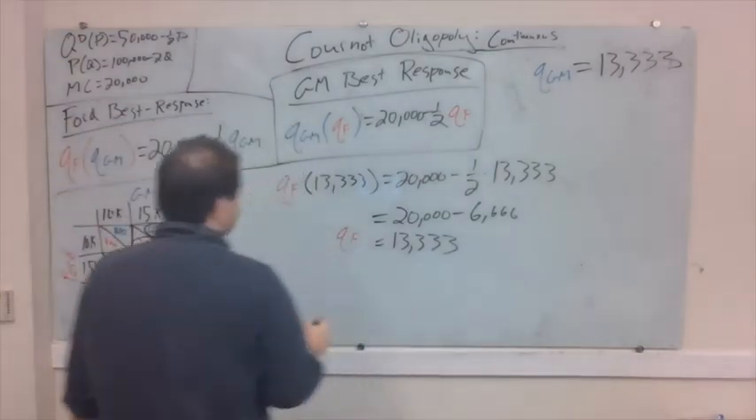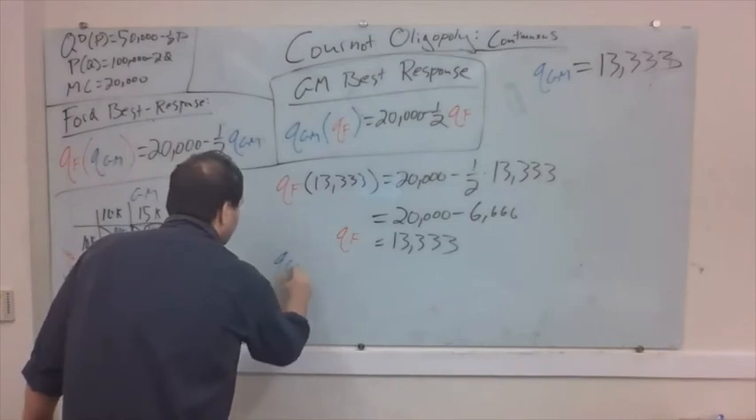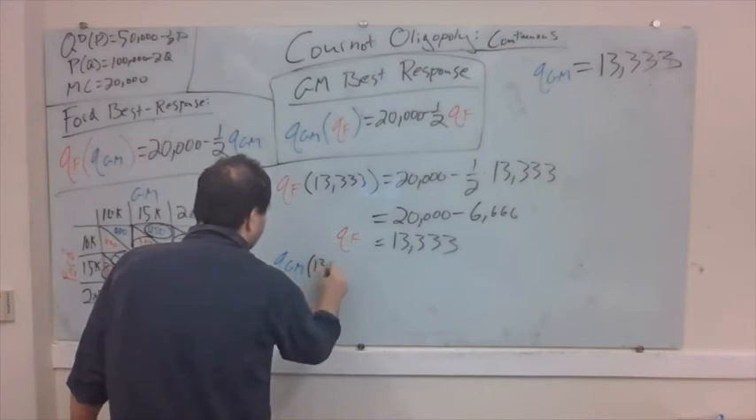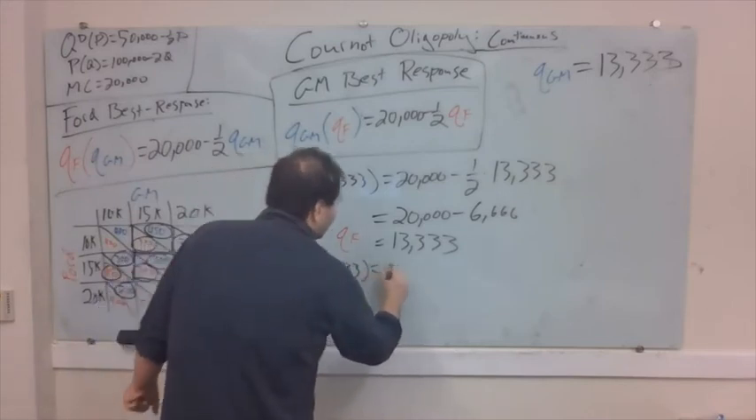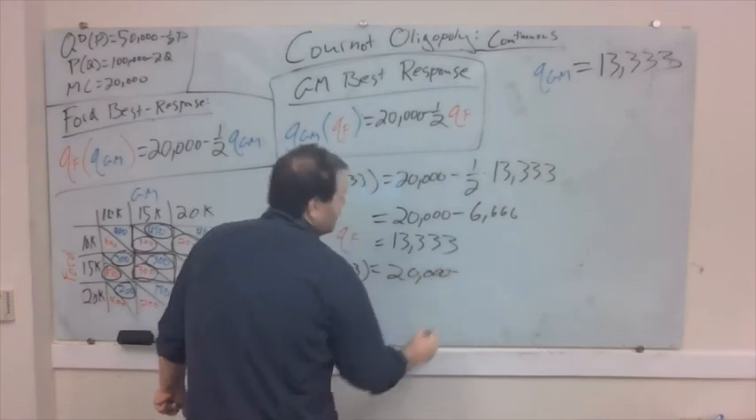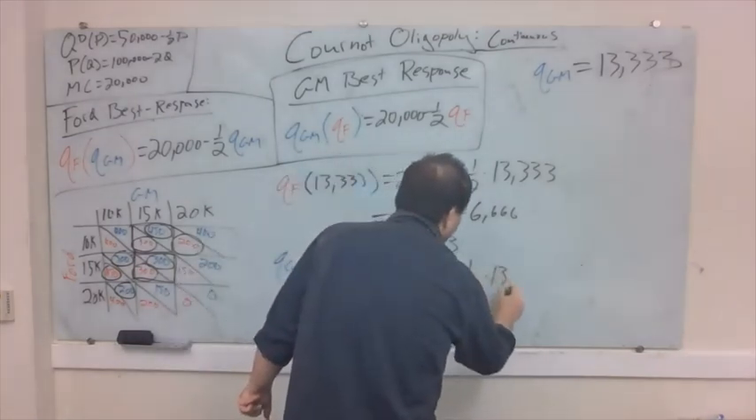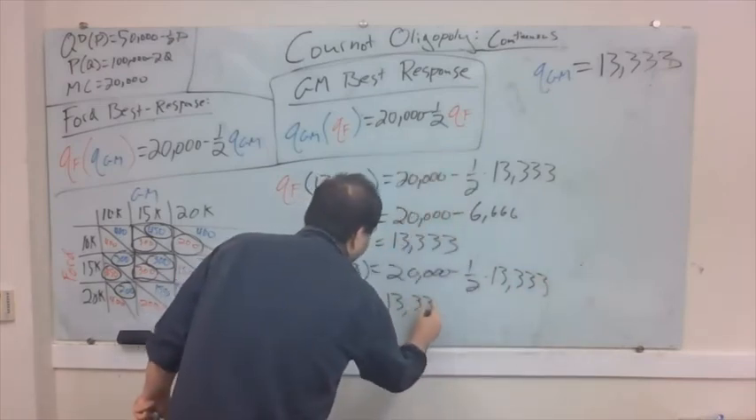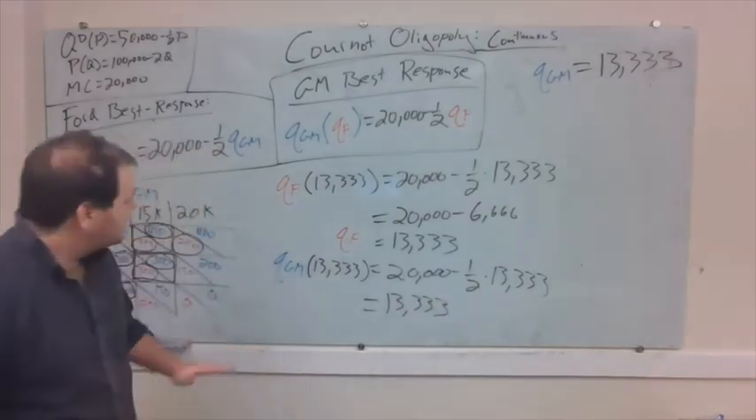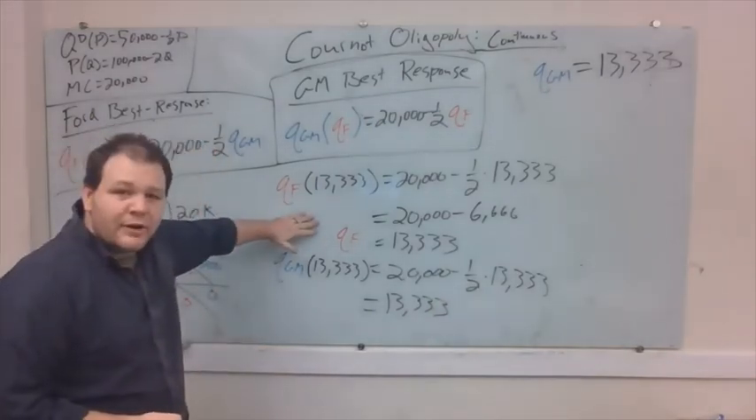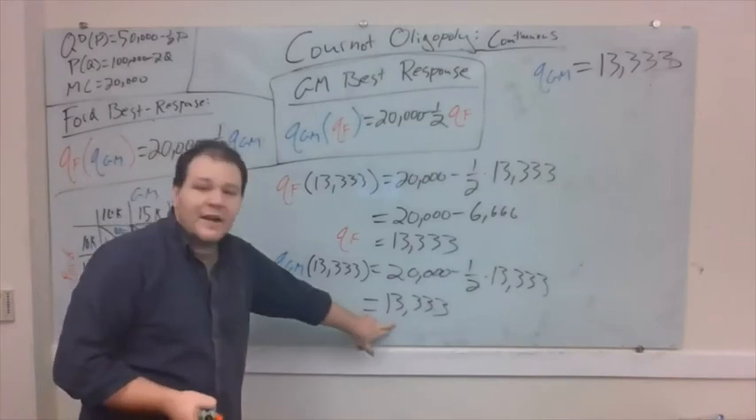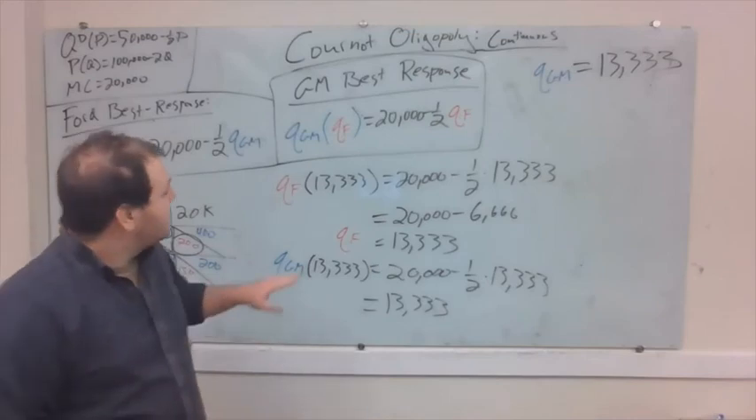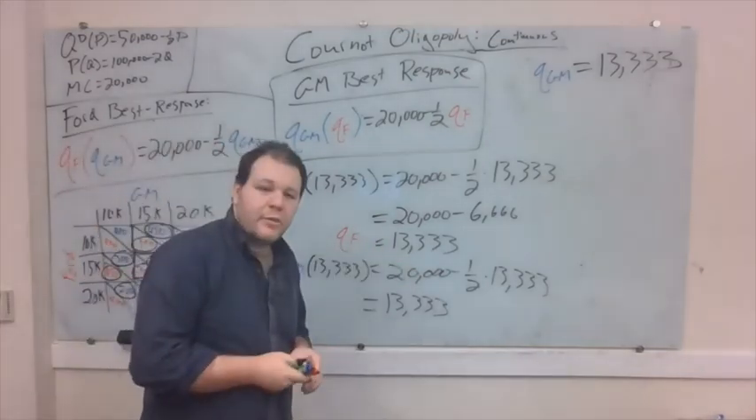If Ford made 13,000 trucks, GM's best response of 13,333 is going to be 20,000 minus 1/2 times 13,333, which is of course equal to 13,333. In other words, when Ford makes 13,333 trucks, GM's going to make 13,333 trucks. When GM makes 13,333 trucks, Ford's also going to make 13,333 trucks.